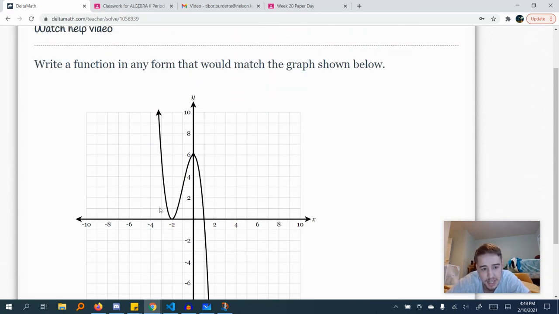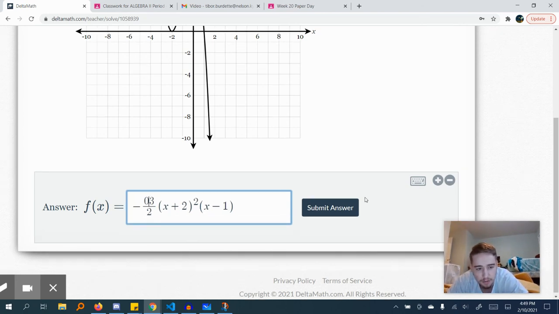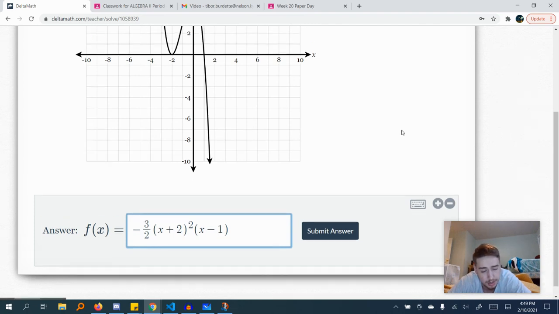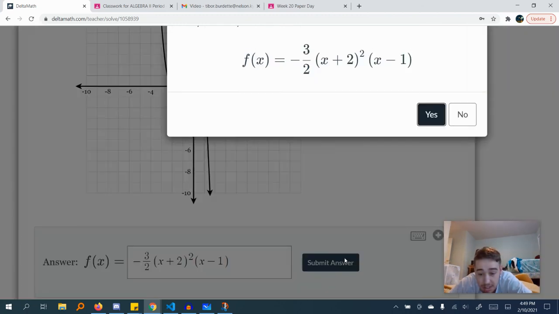We need that to equal 6 when x equals 0. So when x is 0, x plus 2 is 2. You square that and you get 4. You multiply by x minus 1, which is negative 1, and you get negative 4. In order to get an a value, we need negative 4 times a equals 6. So the only way to get that is negative 3 over 2. That should cut the 4 in half, make it positive, double negative, and turn it into a 6.